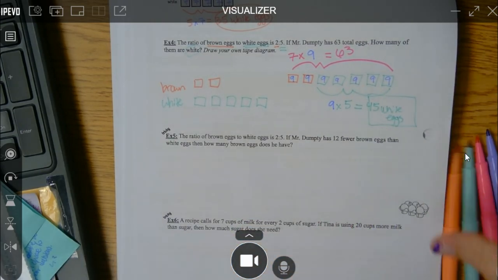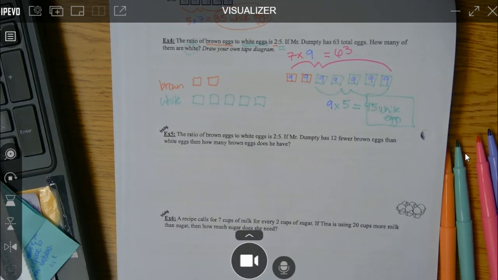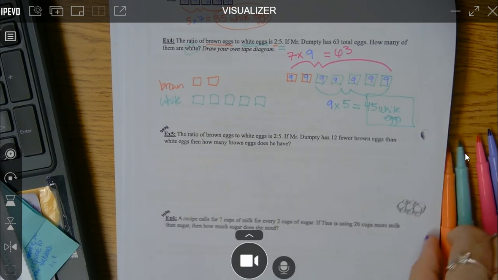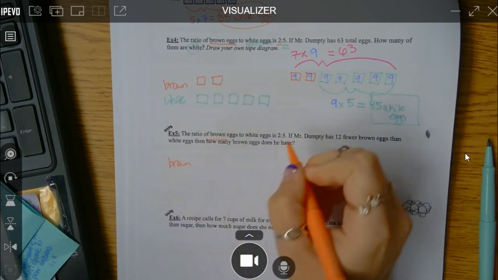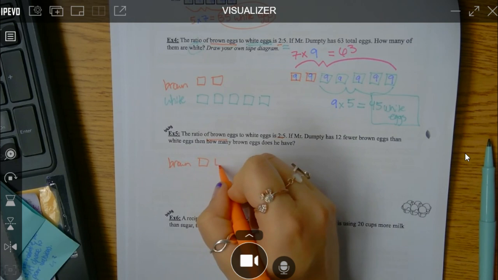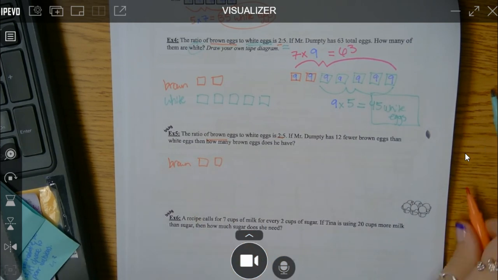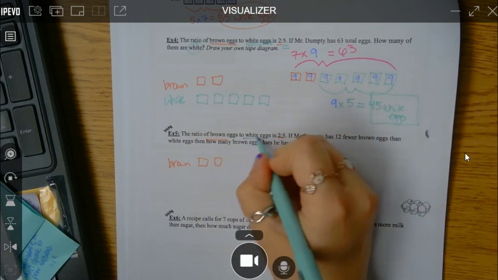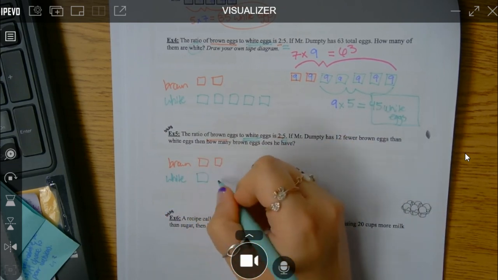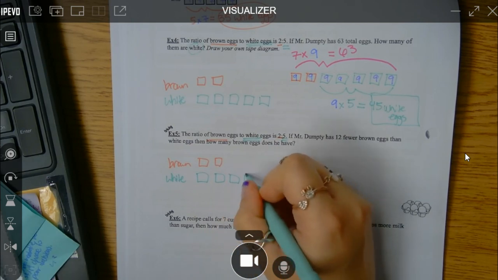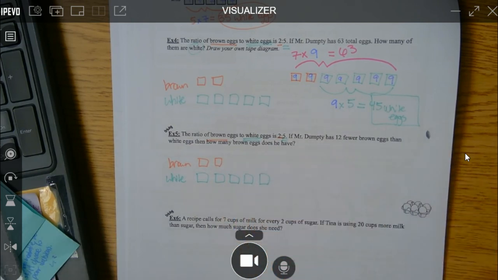Okay, uh-oh, this one says tricky. Why is this tricky? It says the ratio of brown eggs to white eggs is 2 to 5. Okay, well, so far it sounds all right. Let's start off the same. We have brown, and that's 2. Are they scaring me for no reason? Let's see. To white eggs, and there's 5 again. 1, 2, 3, 4, 5. Okay, this might be the tricky part.